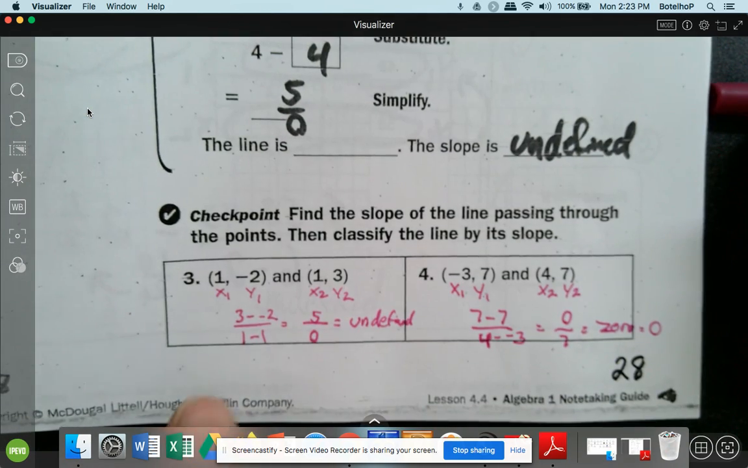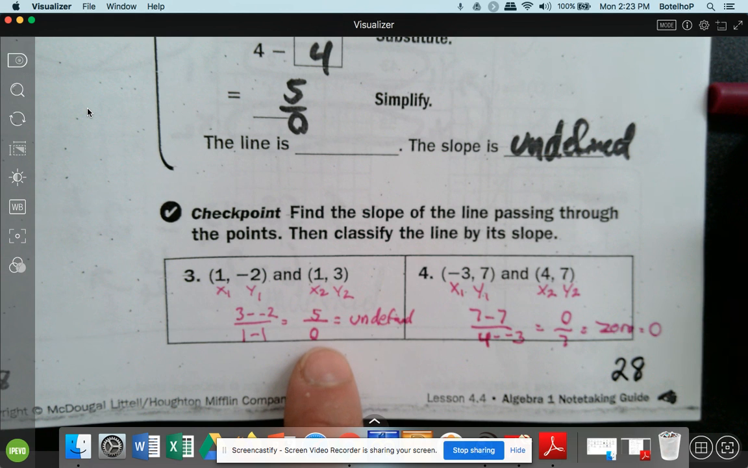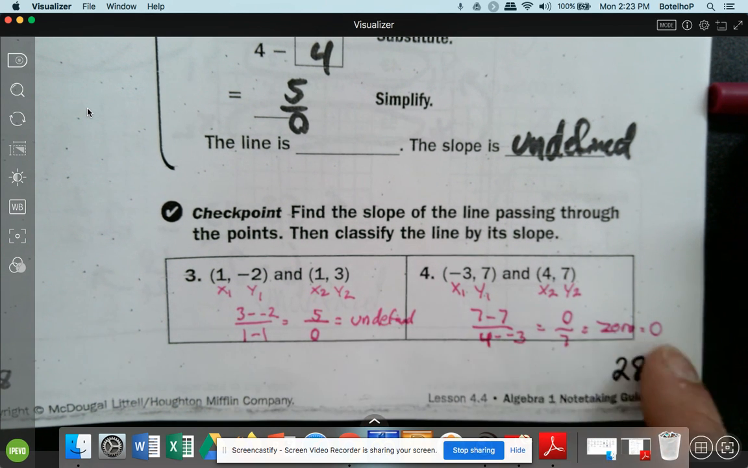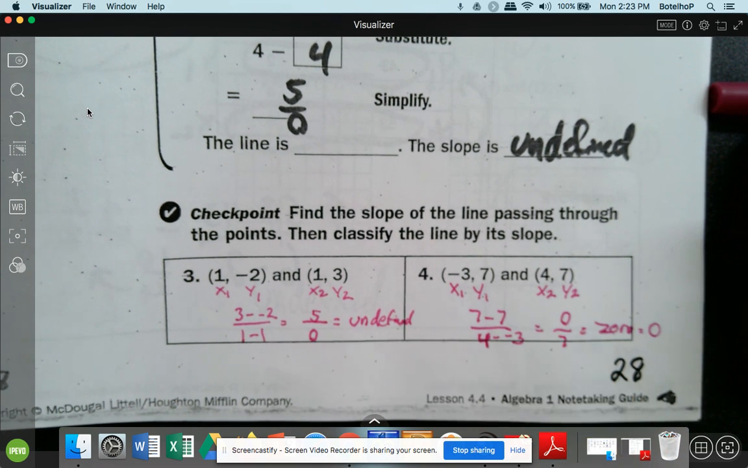Hopefully you got them right. Did you get for number 3 undefined, with the 0 at the bottom, and number 4 a slope of 0, with the 0 at the top? So pause the video and take a look if you don't understand this.